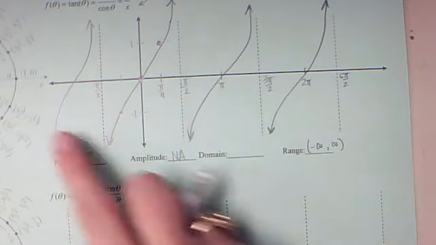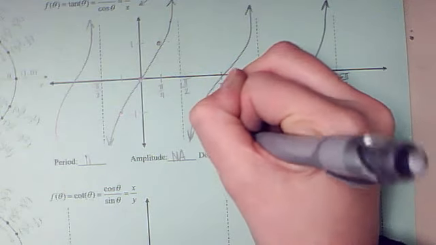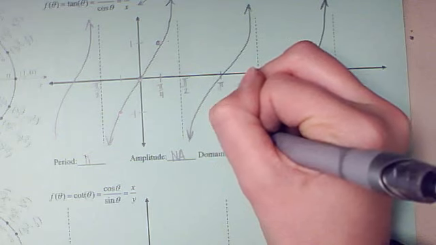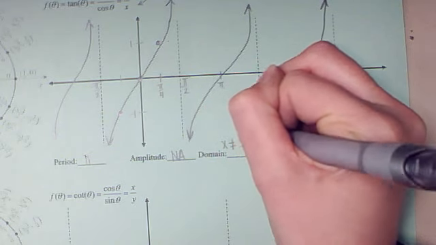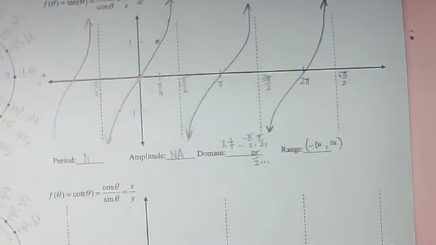And then my domain goes over all kinds of thetas, but we have to exclude everywhere that there's an asymptote. So x does not equal negative pi over 2, pi over 2, 3 pi over 2, and on and on and on. And I could say 5 pi over 2 and all of those that come with it. That's kind of understood with those little dots there.